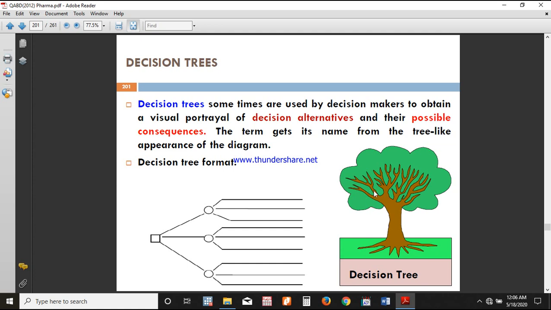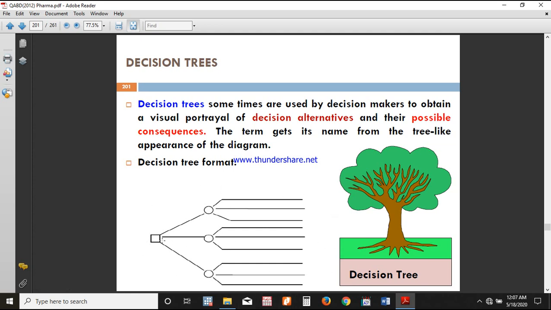Therefore, when a branch is not fruitful, you can cut it to make that branch more fruitful. We can also bring this issue to a decision tree model, which shows alternative possible consequences. Therefore, this is the decision tree format.